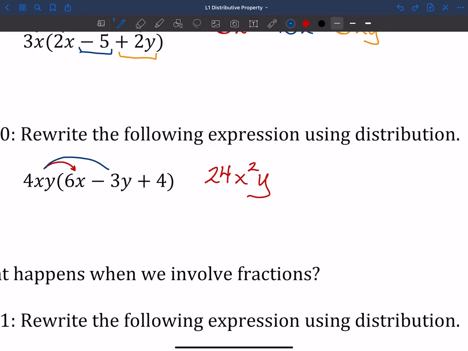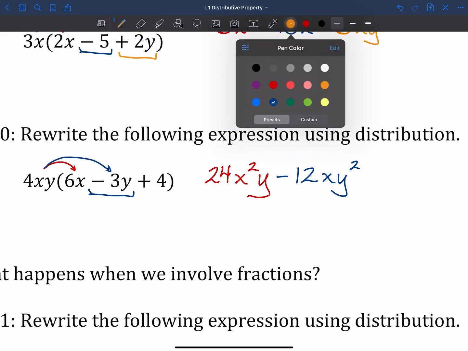We've got 4xy times negative 3y. So 4 times negative 3 is negative 12. And then again, same thing with the variables, right? That x doesn't have anything to multiply with, so it stays x. The y now has a y that it's going to get multiplied by. So then that becomes y squared, right? Hopefully that makes sense, the difference between the stuff we did in red and the stuff we just did in blue, right? It depends on which one you're having an extra one multiplying with.